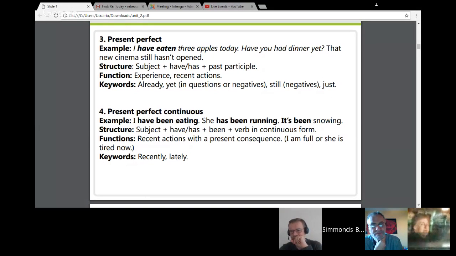So if we change this and we say, I have been to the store today, this is a recent action. Maybe you got back an hour ago, maybe five minutes ago. So it's something recent, and we're talking about today. Do you see that difference? So what's the difference then when I say, I went to the store yesterday? That means the action has finished and it's in the past.